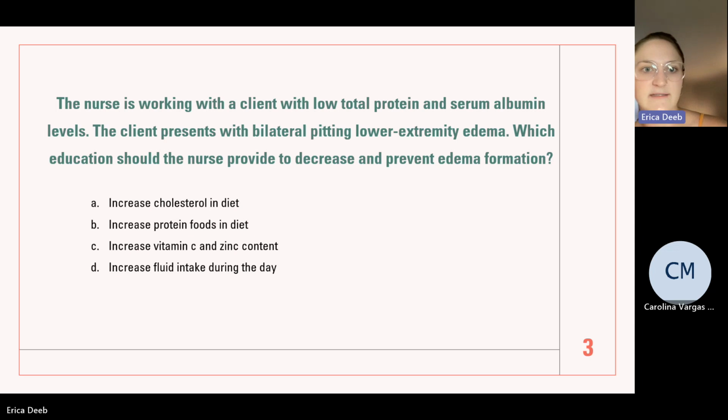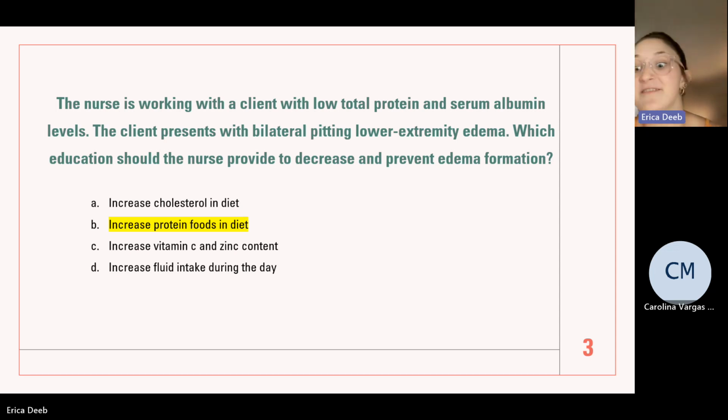So we see the client has low total protein and low albumin. So albumin always is going to tell us protein, and it's also always going to have to do with nutrition. Our albumin level is also highly associated with edema, specifically in those lower extremities. So to prevent edema formation, we would want to increase protein foods in the diet. So albumin is that binding protein.